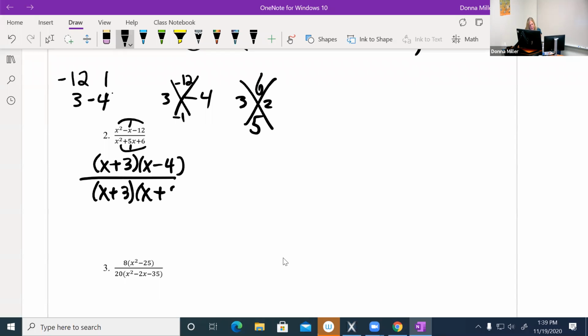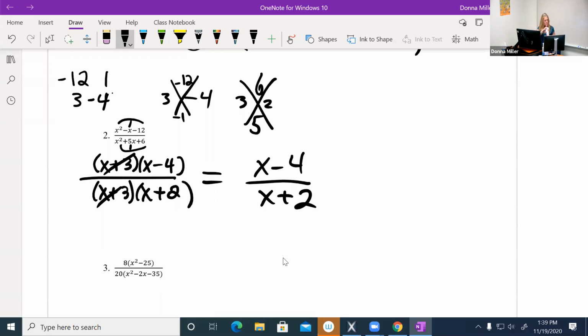Just to give you guys a hint, because we're simplifying, one of the factors on the top should be the same as one of the bottoms. If it's not, you probably factored wrong, because you have to cancel something. Okay. All right. So that cancels, and I end up with x minus 4 over x plus 2. So working with these is all about factoring and canceling. That's it. You gotta know how to factor.